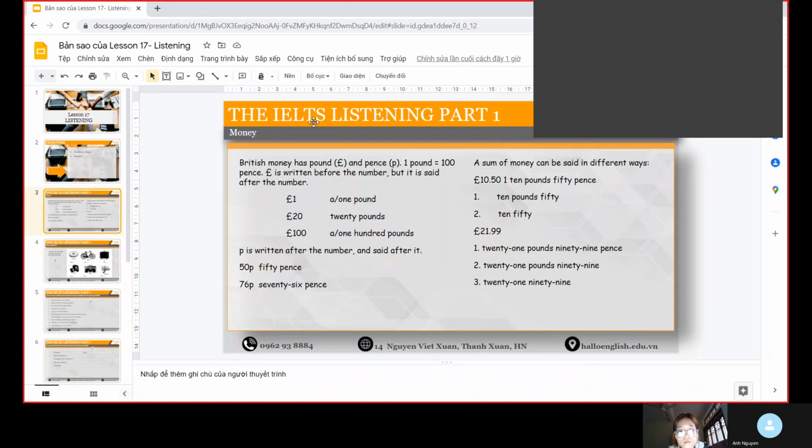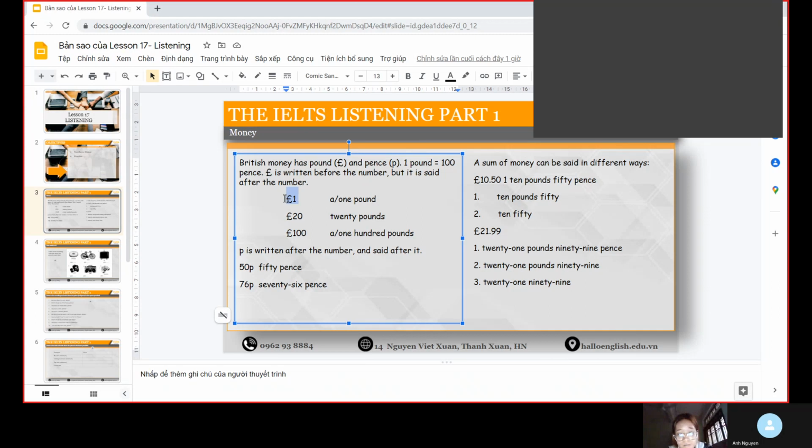With lesson 17, you will hear about the money or the currency. British money has pound and pence. 1 pound equals 100 pence. The pound symbol is written before the number, but it is said after the number. For example, a pound or 1 pound, 20 pounds. Don't forget to put the s after the word pound when it is more than 1 pound. Next, 100 pounds.